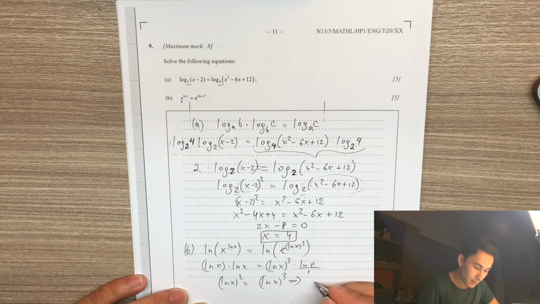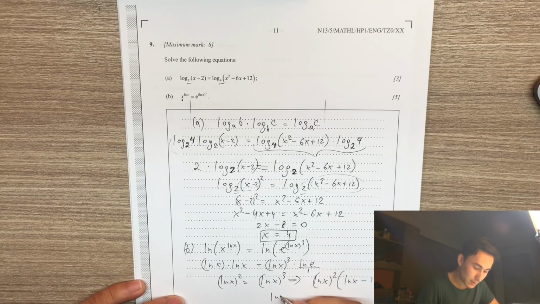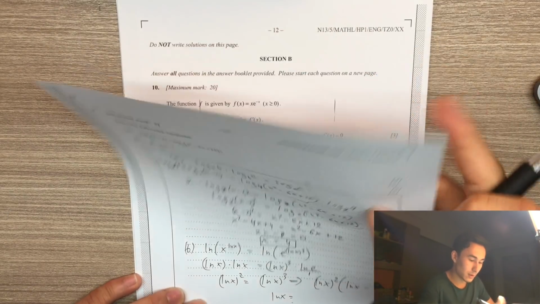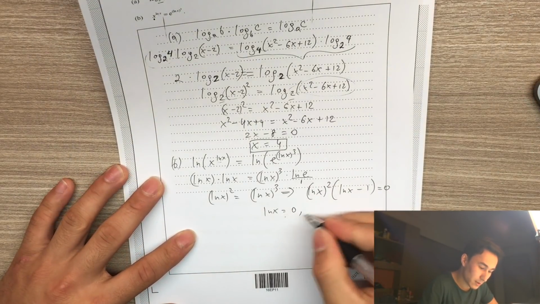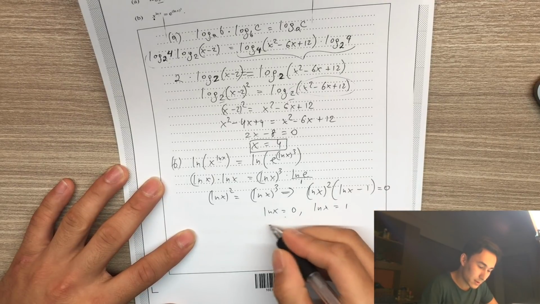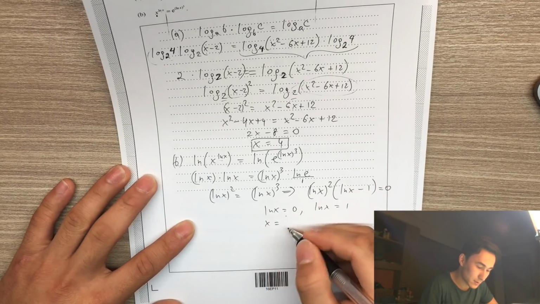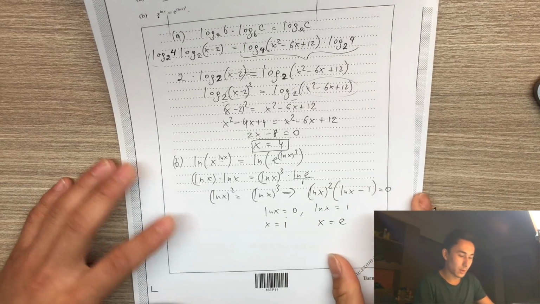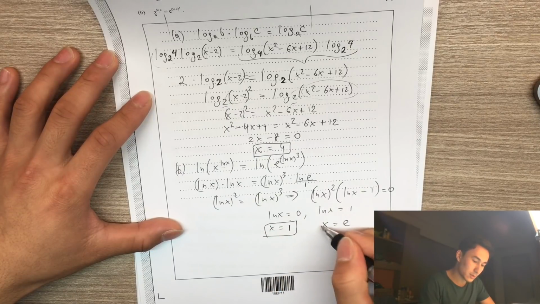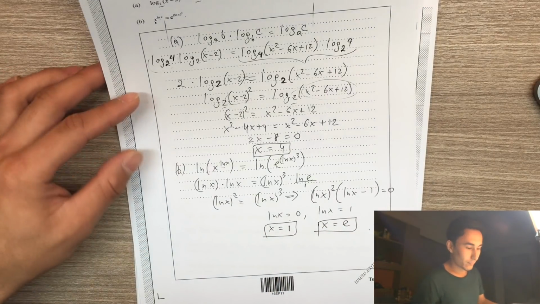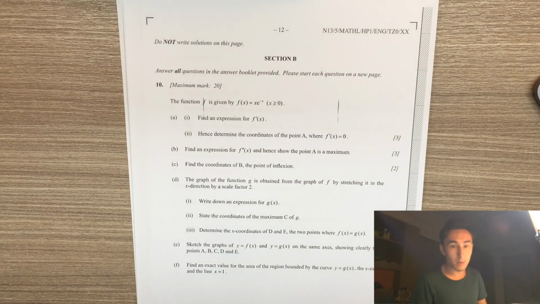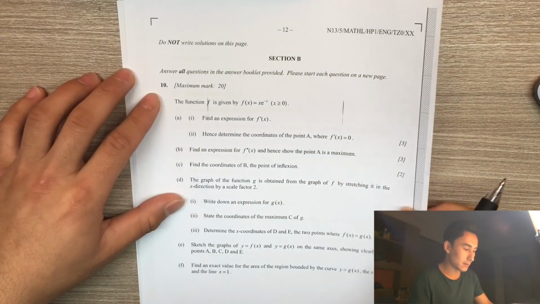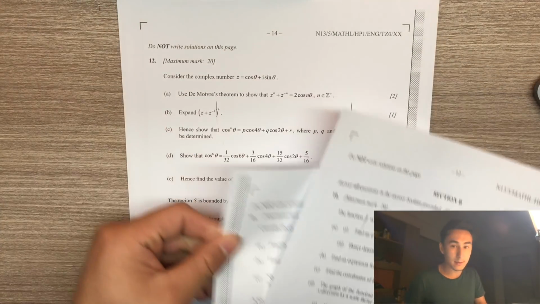From here we have (ln x)^2 (ln x - 1) is equal to 0. So we have either ln x is equal to 0 or ln x is equal to 1. In this situation, we'll have x is equal to 1, and here we have x is equal to e. So we have two answers, x equal to 1 and x equal to e. Now we have section B. I will leave problem 10, problem 11, and problem 12 as an exercise.